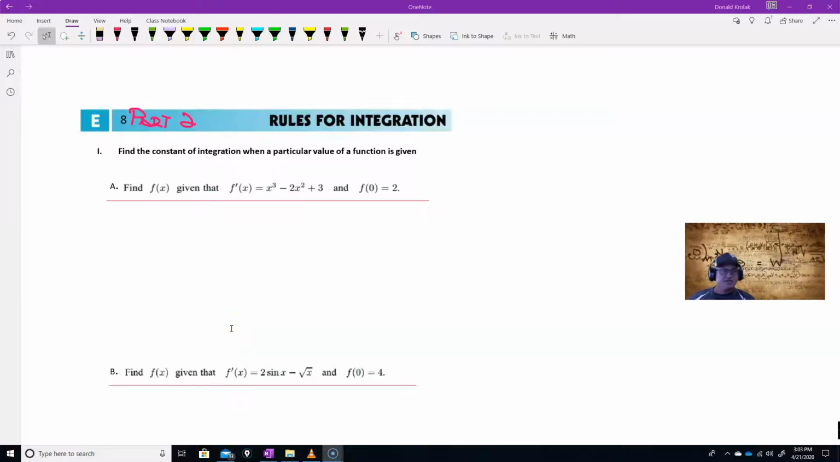Part 2, Section 18E on Rules of Integration. What this part of the lesson focuses on is how to figure out what the constant of integration C is.